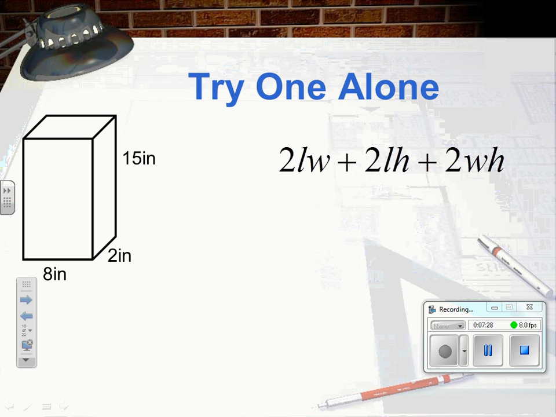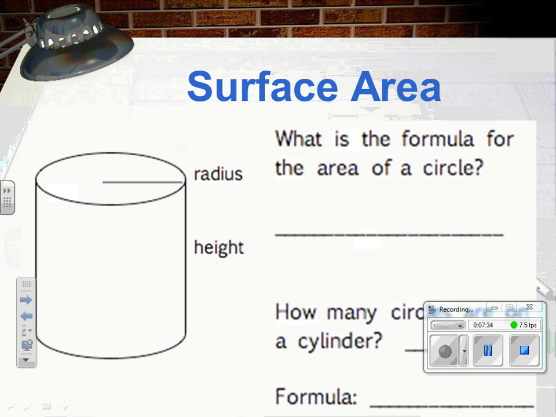Moving on. What I want you to do is try this one on your own. We'll talk about it in class. Pause the video if you need to. I'm moving on to surface area of a cylinder. The formula for the area of a circle is pi r squared. How many circles are there? There's 2. And the formula is going to be 2 times pi r squared.